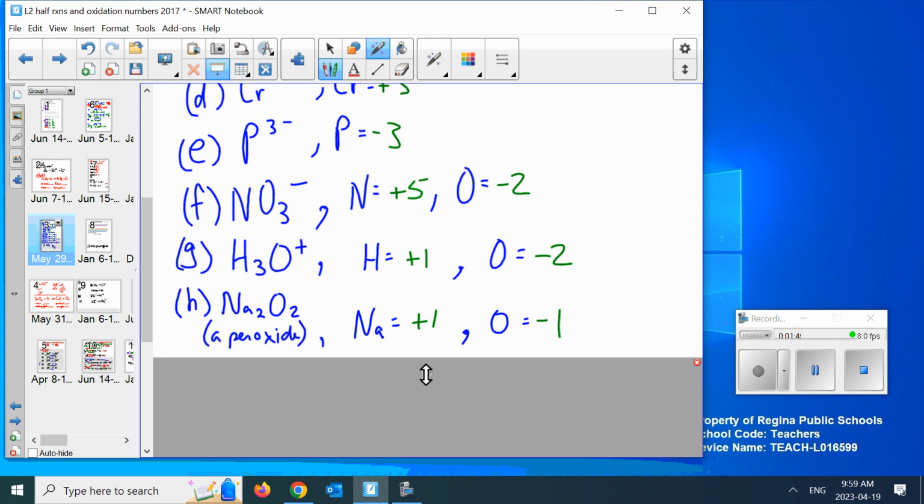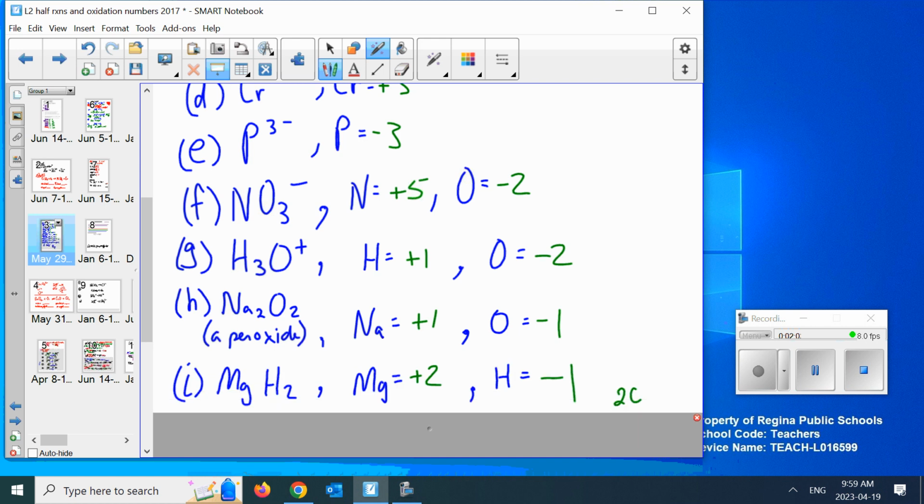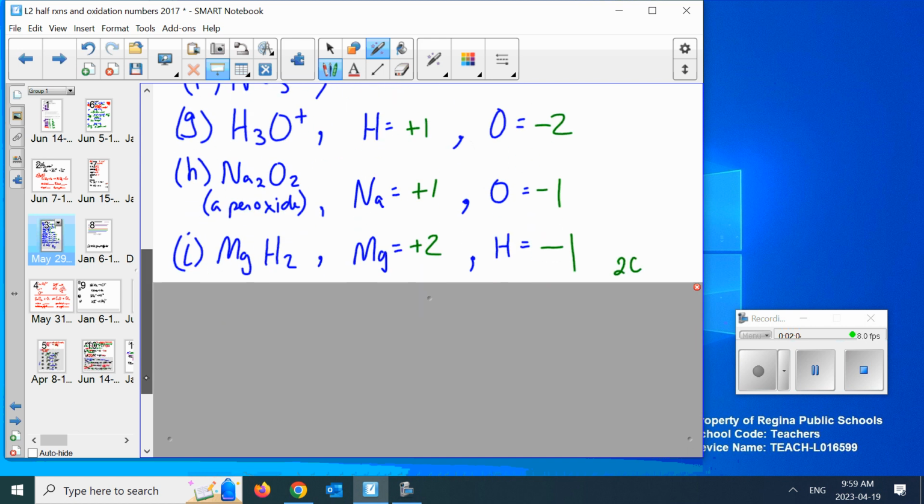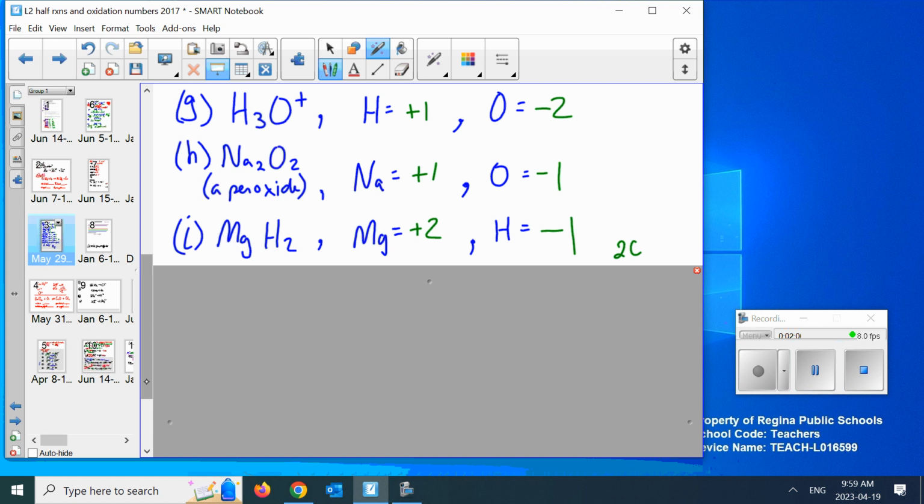Now this one said it was a peroxide, and I told you if you have a peroxide, I will tell you. That means you use -1. Sodium is positive. Okay. Magnesium hydride. In a metal hydride, when hydrogen is second in the formula, that's where you use -1 for the hydrogen. Magnesium is +2.